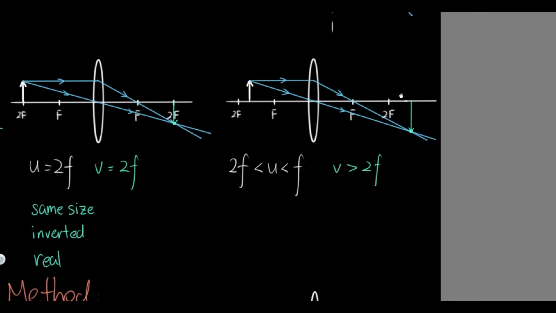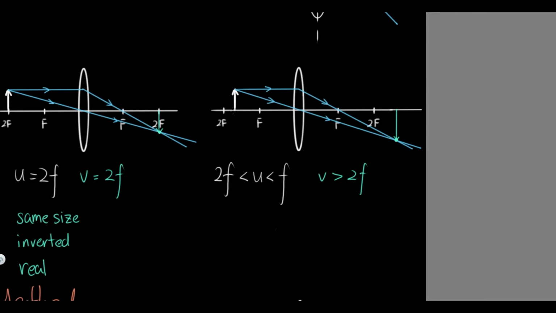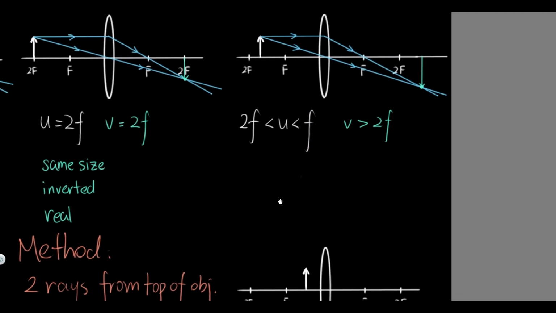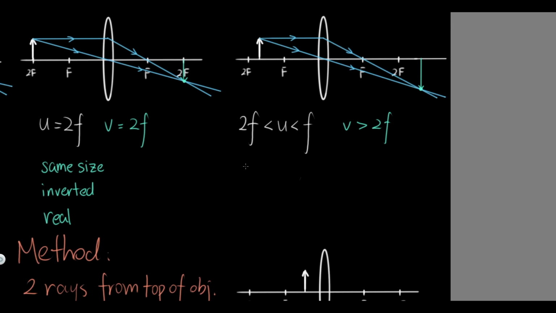And similar to that, we can see that this is actually much bigger. I think this one's very successful because we can see it very apparently. The image is much bigger, so we can say that it's not diminished, it's enlarged. Basically means it's bigger. It's inverted as before, and it's real.